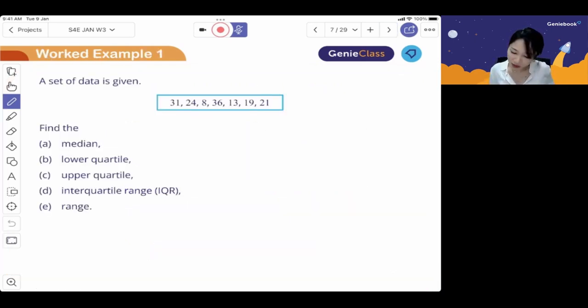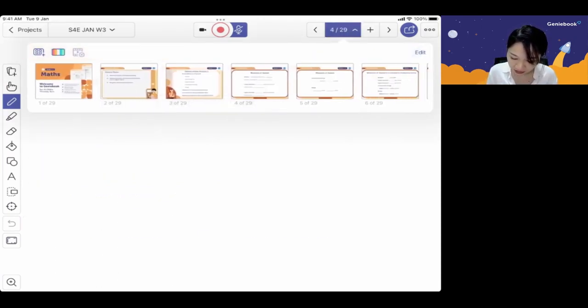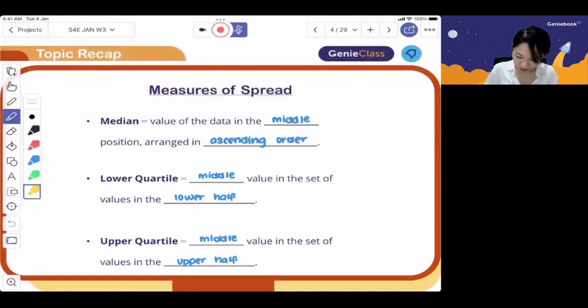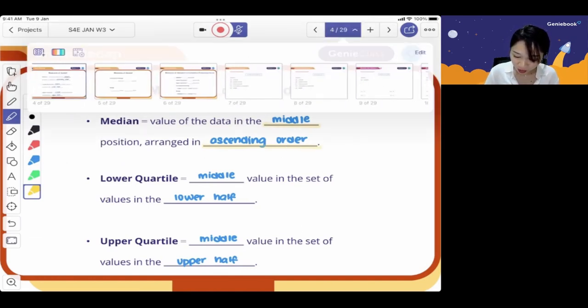Over here we have our first worked example. We have a set of data given to us. First we are asked to find the median. So remember the median, do we just immediately take this set of values and find the middle? Or what do we need to do first? Think about the definition. Very good, Denise. We always remember, look at the definition again. It is the middle value, but after everything is arranged in ascending order. So that is always our first step.